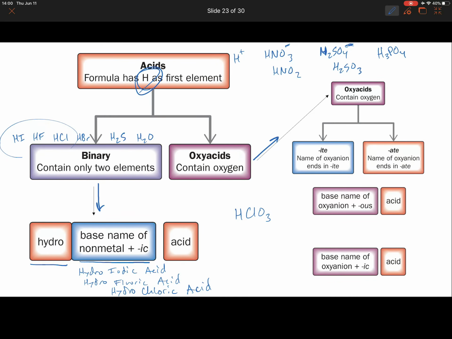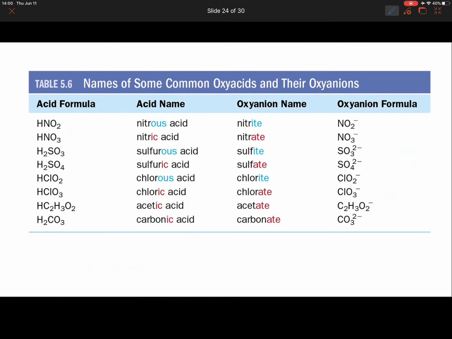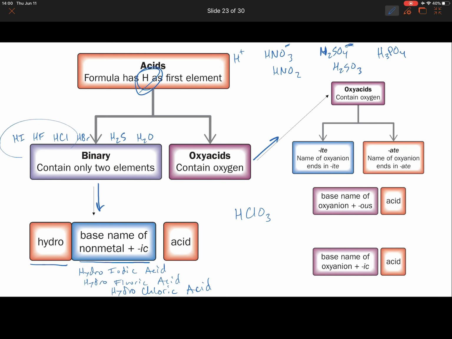HClO3. Okay, so let's talk about how we name oxyacids. Oxyacids get named based on the polyatomic ion that they have in them. So if they are made with the oxyanion that ends in "ite," they take the form of an OUS ending. So let's look at some of those.